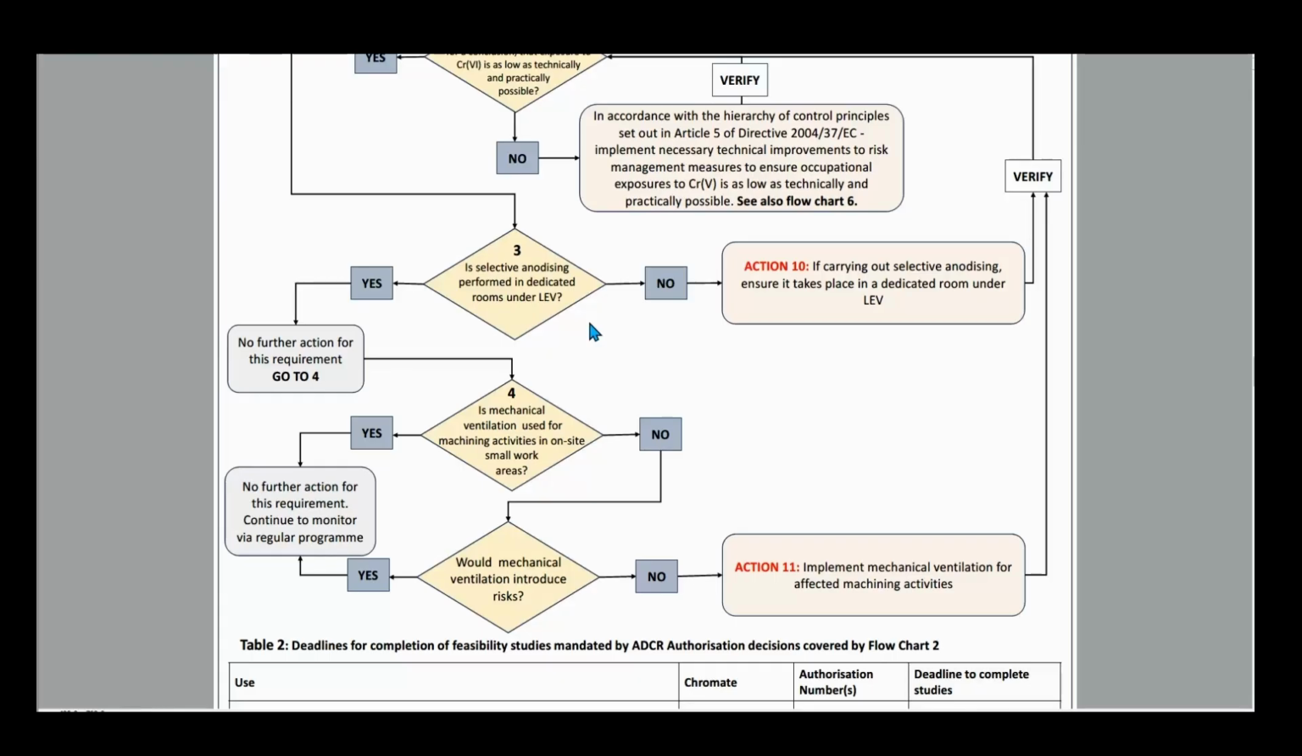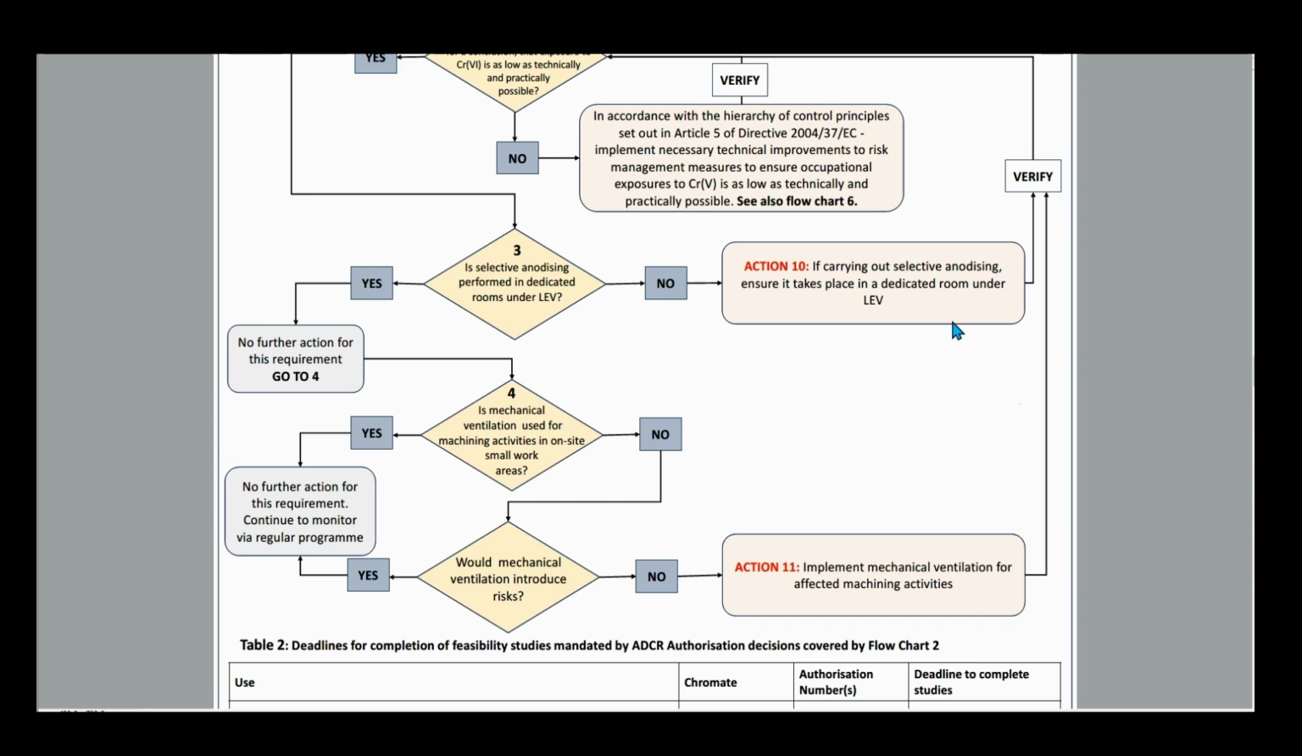For anodizing, a use-specific obligation is addressed in question 3. This asks if selective anodizing is performed in dedicated rooms under LEV. If your answer is yes, then you do not need to take any further action and can proceed to question number 4. If your answer is no, and you carry out selective anodizing at your site, ensure that it is from now on carried out in a dedicated room under LEV. Please see Article 2, Paragraph 2c of the implementing decision.